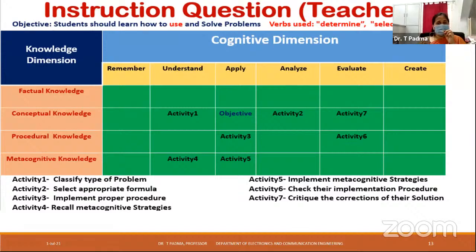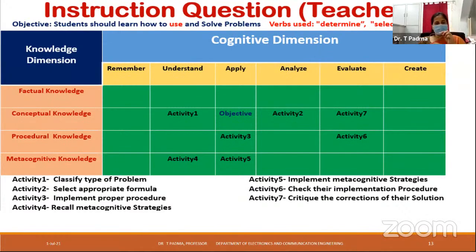And coming to the activity 3. Activity 3 is based upon the procedural knowledge. Procedural knowledge gives the information about what to do and how to do. So from what the problem is to how to solve the problem. That is the activity 3, where we want to properly implement the correct procedure to solve the problem. That is the activity 3, which comes under the procedural knowledge and in conjunction with the apply.